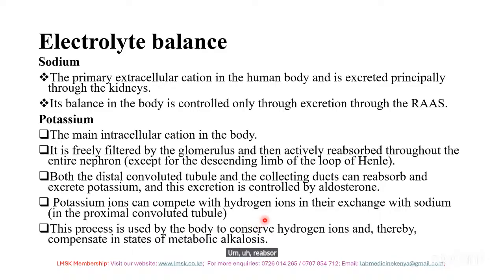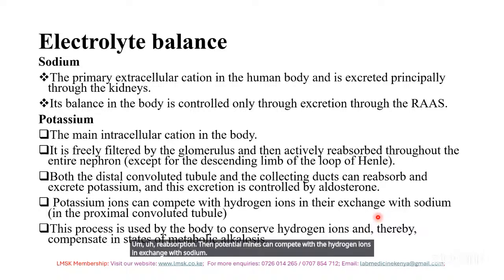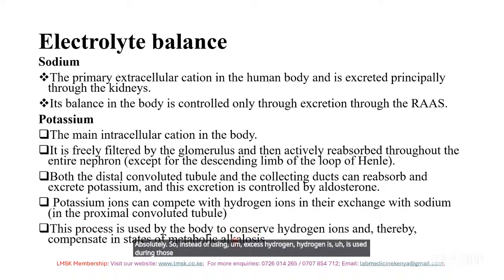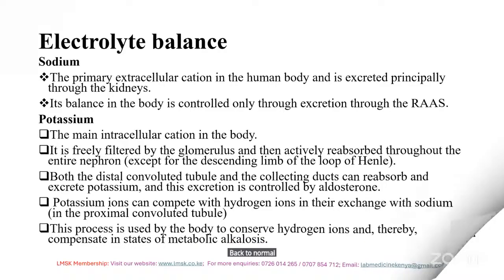reabsorption. Then potassium ions can compete with the hydrogen ions in exchange with sodium in the proximal convoluted tubule. And this process is used by the body to conserve hydrogen ions and thereby compensate in states of metabolic acidosis. So instead, excess hydrogen is used during alkalosis to try to lower the pH back to normal and reverse the alkalosis.